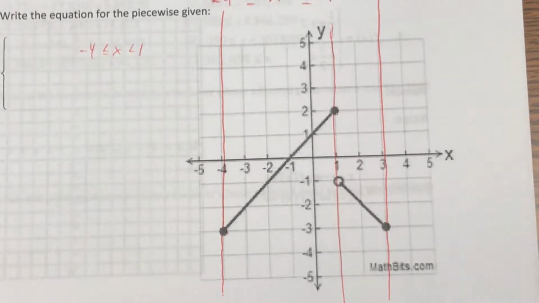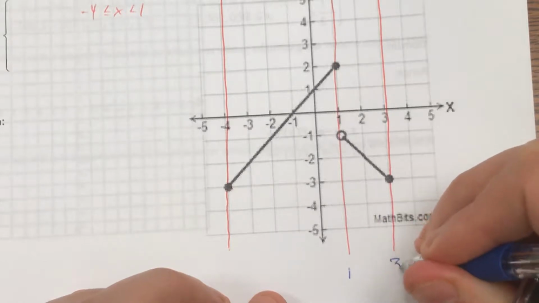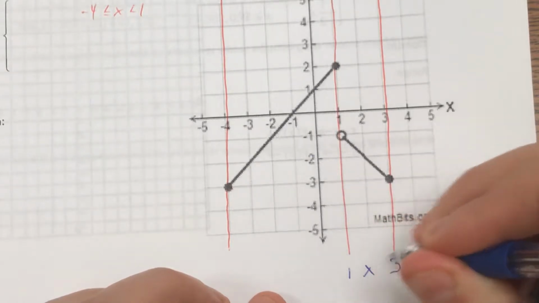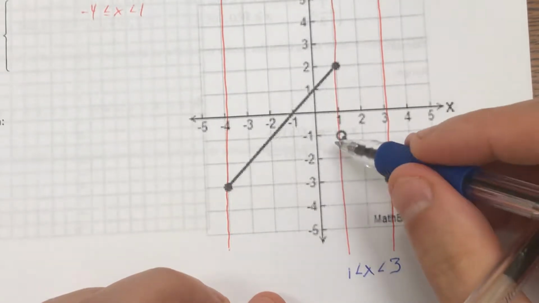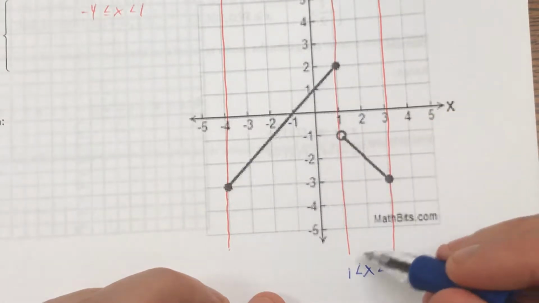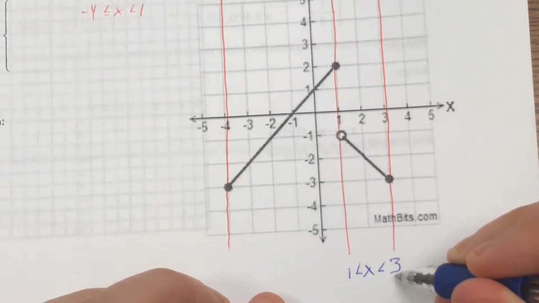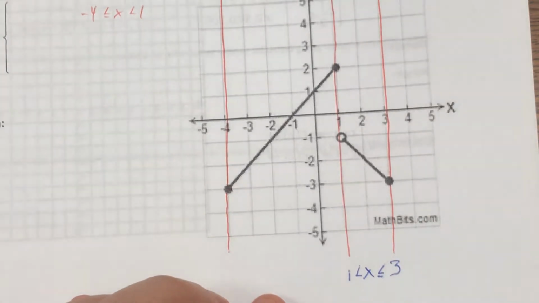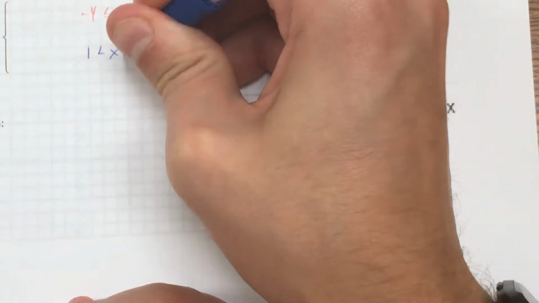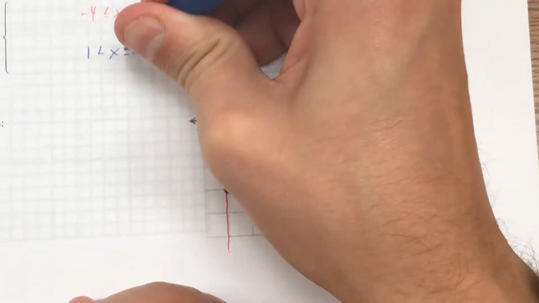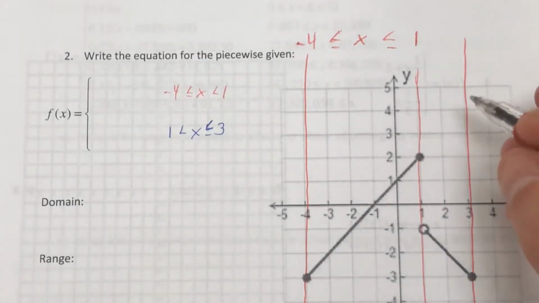For the next part, right here, this is 1 and that is 3, and something very similar is going to happen. The x is going to be between them, and it is always less than. Here it's an open circle, so it is not equal to. This is a closed circle, so it is equal to. And we'll write that one over there. 1 is less than x is less than or equal to 3.